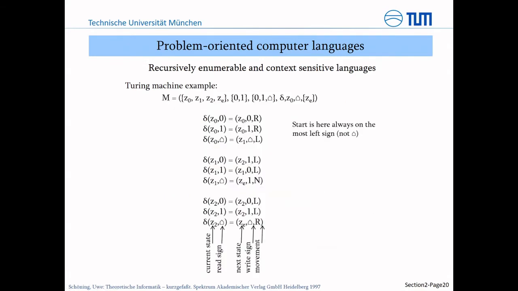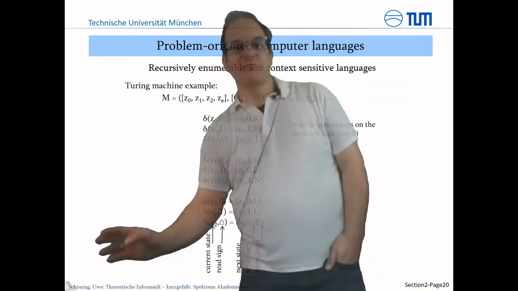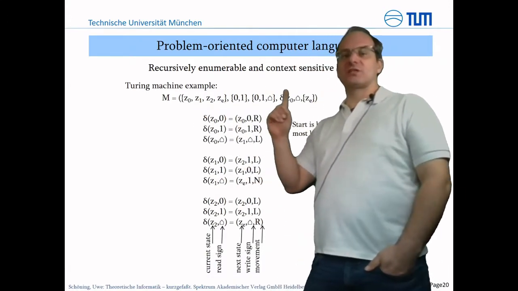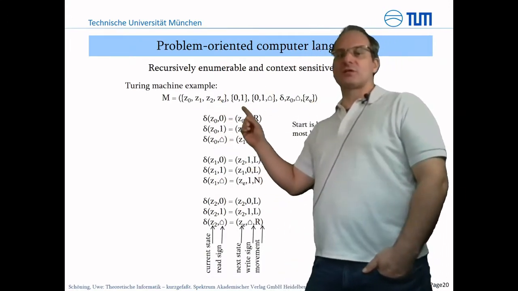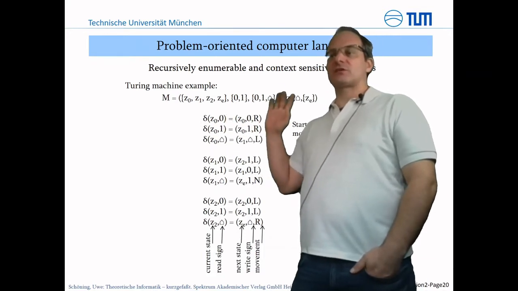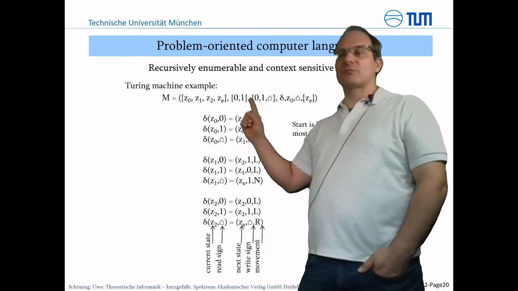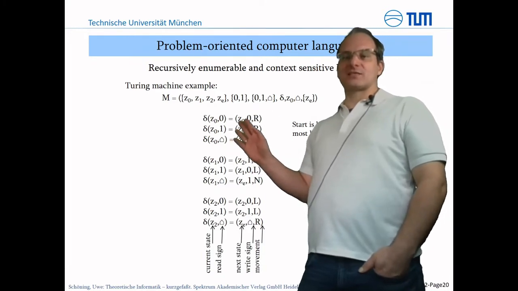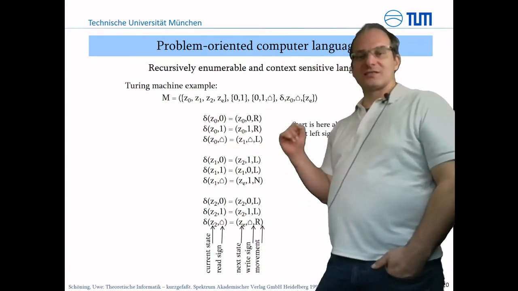So let's play a little bit with these rule sets. Let's define a simple Turing machine. So the Turing machine has these 7 tuples. We have states, we have a starting state, we have inputs and outputs, we have an intermediate alphabet, things like that. So this is the Turing definition.